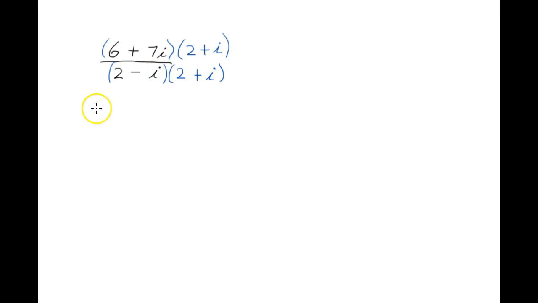Okay, in the numerator, multiplying this through, I'm going to get 6 times 2 is 12, plus 6 times i is 6i, plus 7i times 2 is 14i, plus 7i times i is 7i squared. In the denominator, I'll just cut to the chase on that one. That is a product of a sum and a difference. The result is a difference of squares, or that is 2 squared minus i squared. So 4 minus i squared.